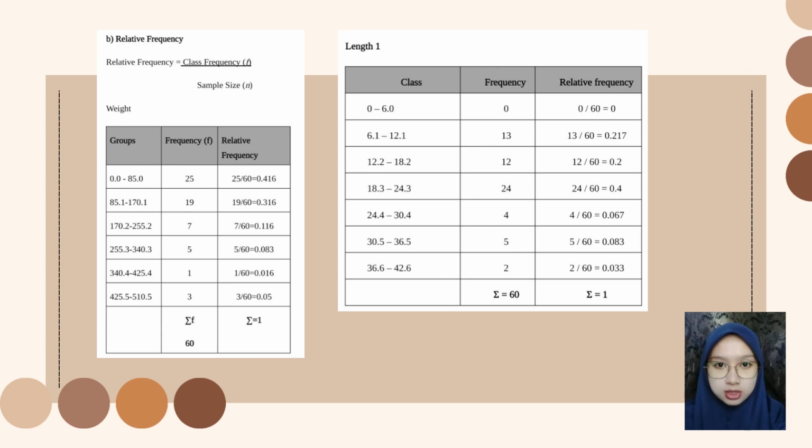For relative frequency equal to class frequency divided by sample size. For the weight table, 25 divided by 60 equal to 0.416. 19 divided by 60 equal to 0.316. 7 divided by 60 equal to 0.116. 5 divided by 60 equal to 0.083. 1 divided by 60 equal to 0.016. And 3 divided by 60 equal to 0.05.